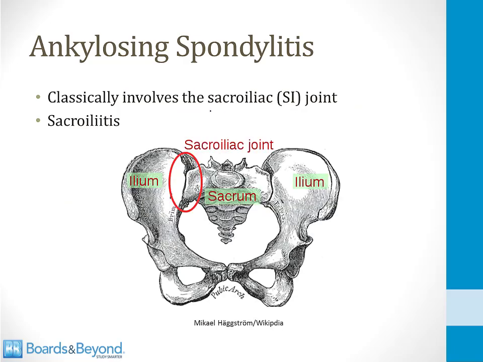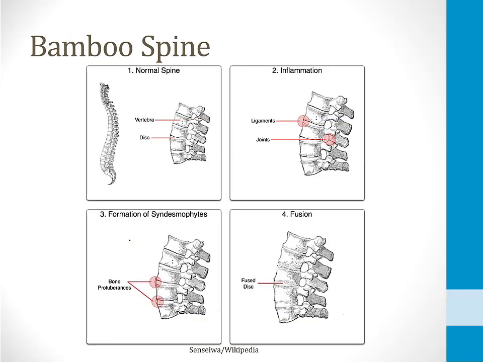Classically, the back pain involves the sacroiliac joint and leads to what's known as sacroiliitis. So the sacroiliac joint is shown on the slide here. It's the joint between the ilium and the sacrum. If this disorder progresses, it can lead to what's known as the bamboo spine. This is where vertebrae in the spine become fused from new bone development in the spine. That's what the term ankylosis means, new bone development in the spine.